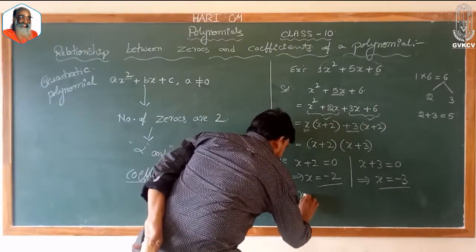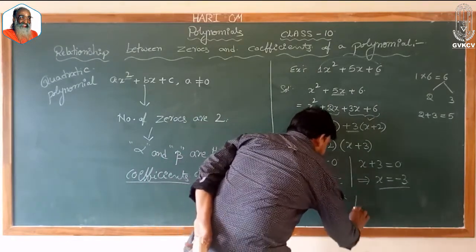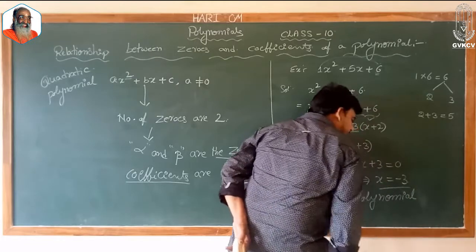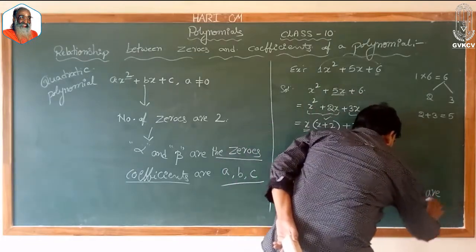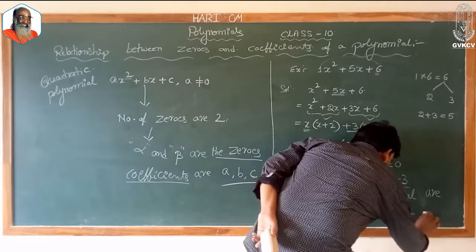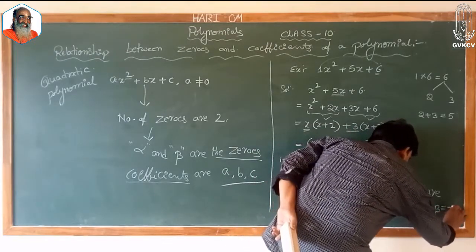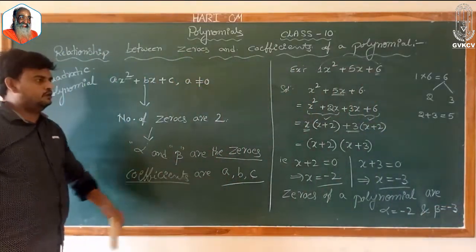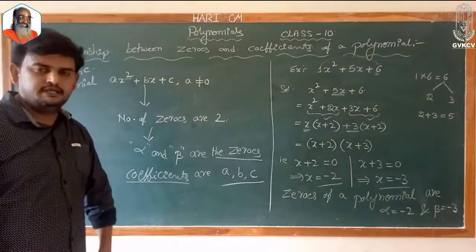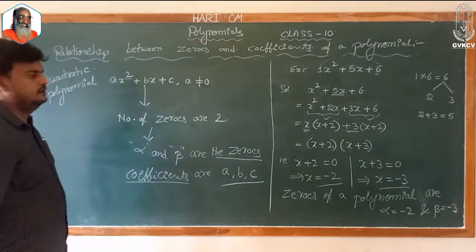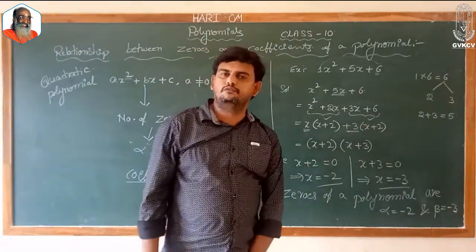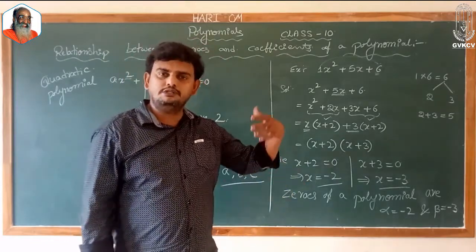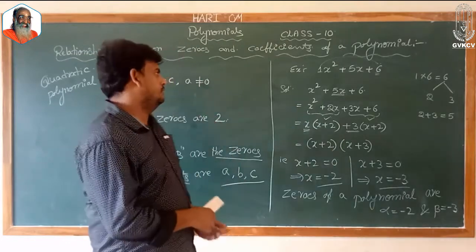So the zeros of the polynomial are alpha is equal to minus 2 and beta is equal to minus 3. Now what is our concept? My concept is not finding the zeros of a polynomial. My concept is finding the relationship between zeros and coefficients. Now let us compare here.